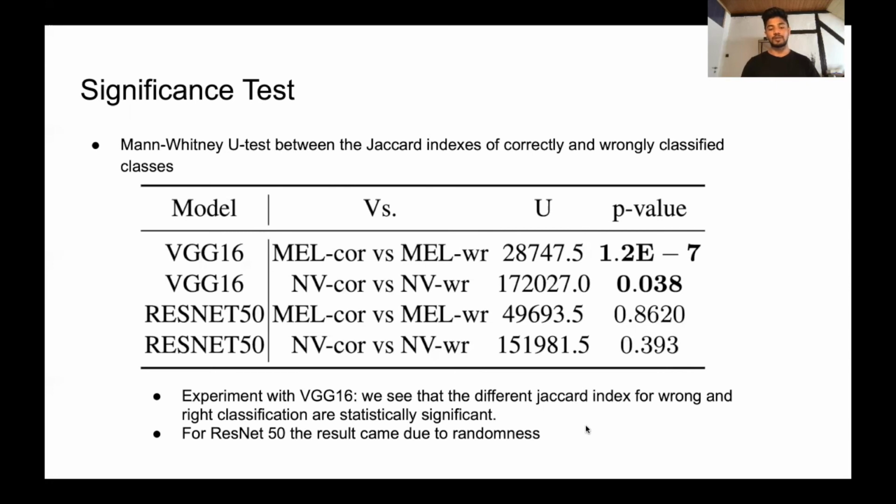So from this, we can conclude that for VGG16, the different Jaccard indexes for wrong and correct classification are statistically significant. On the other hand, for ResNet 50, the result came due to randomness. So even though ResNet 50 performs well in the classification and also gives better overlap with the attribute, these are due to randomness.